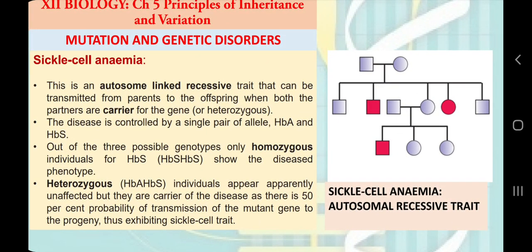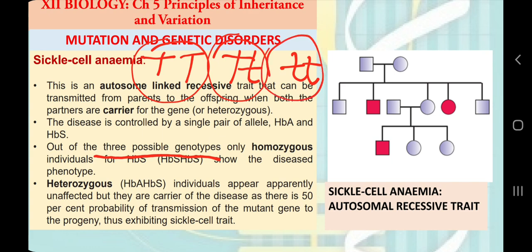So the defect, I am reading these sentences from the beginning. This is an autosome linked recessive disorder. We have learned that the genes for sickle cell anemia are not located on sex chromosomes. They are located on autosomes. The disease is controlled by a single pair of alleles, which is called HBA in normal and HBS for sickle cell anemia. Out of the three possible genotypes, what are the three possible genotypes? Again, I am taking the example of the pea plant because we are very much familiar: homozygous dominant, homozygous recessive, heterozygote. So these are the three possibilities.